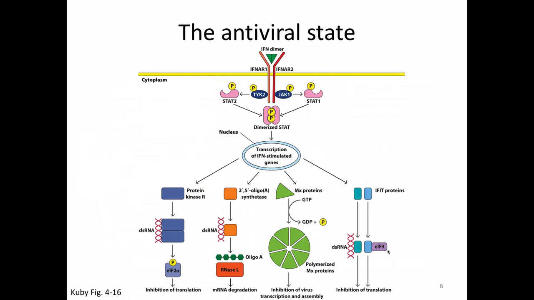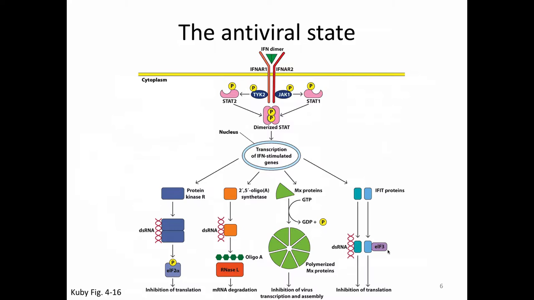So these are some possible ways that that can happen. So now we're looking at the uninfected cell, that neighboring cell that's going to block viral replication. One protein that can be made, that this is an ISG, is called protein kinase R, PKR. PKR is able to bind to double-strand RNA. It interacts with a protein that's involved in translation, and it inhibits translation.